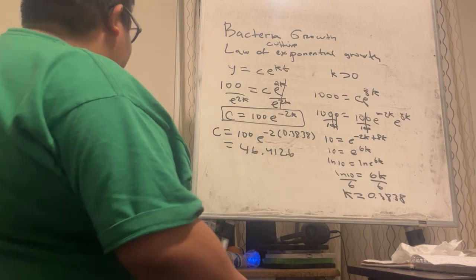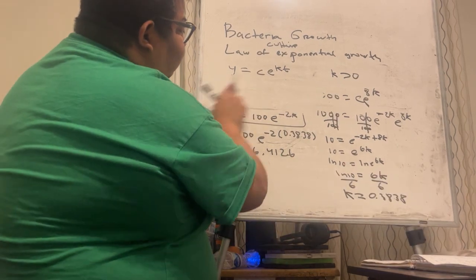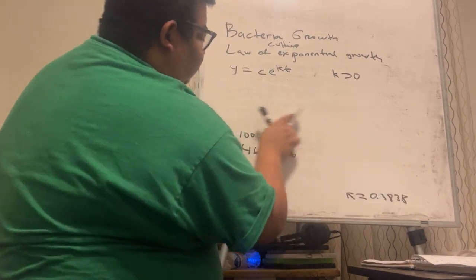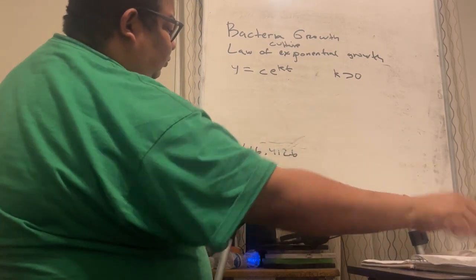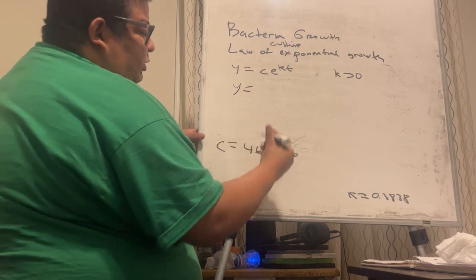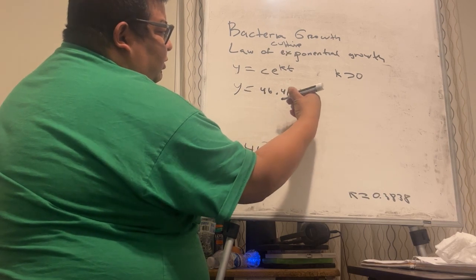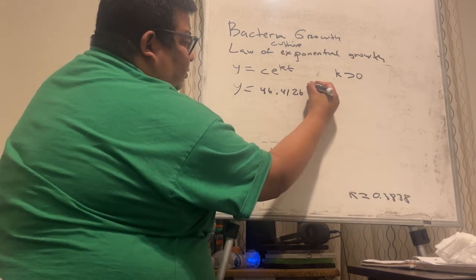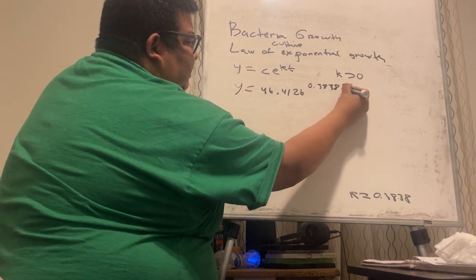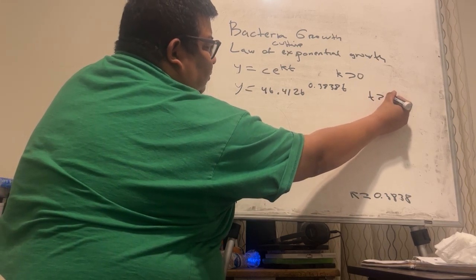Now we can plug it into the initial model. Remember, this is c. So y is equal to 46.4126 e to the 0.3838t, where t is greater than 0.